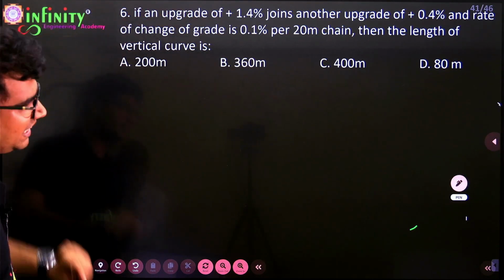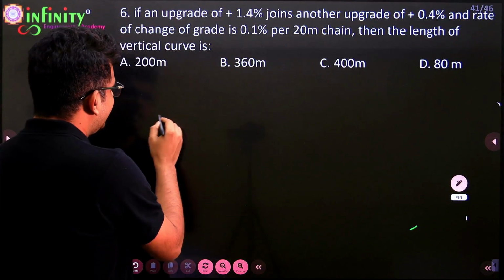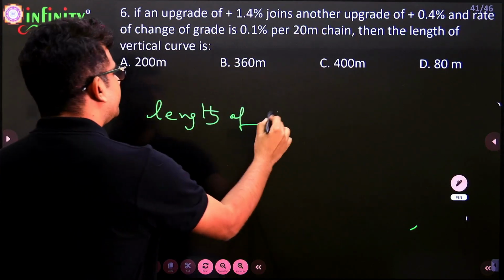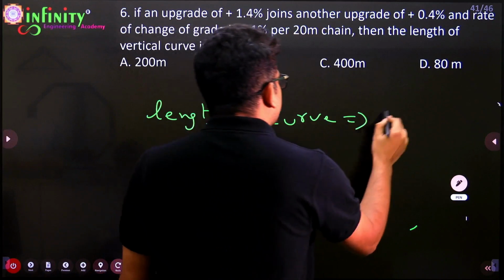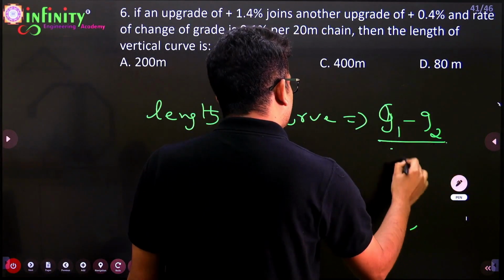The length of the vertical curve. So in this case you have to use a simple formula. What is that simple formula? Length of curve is equal to (G1 minus G2) by R.